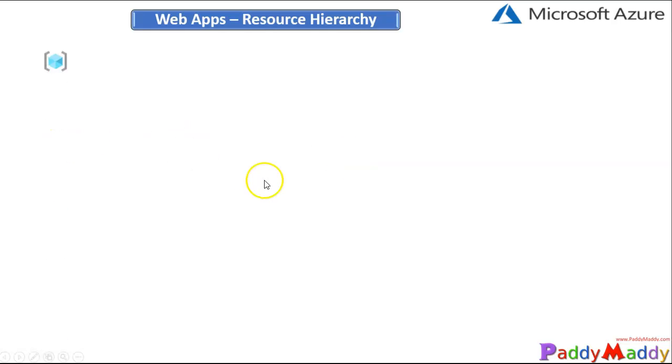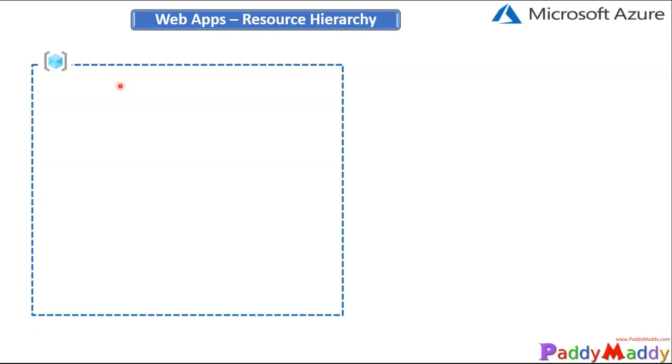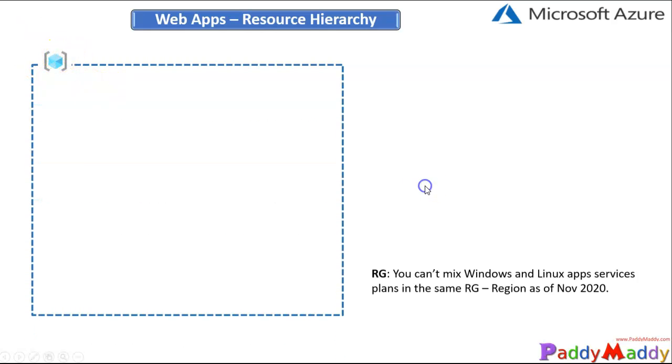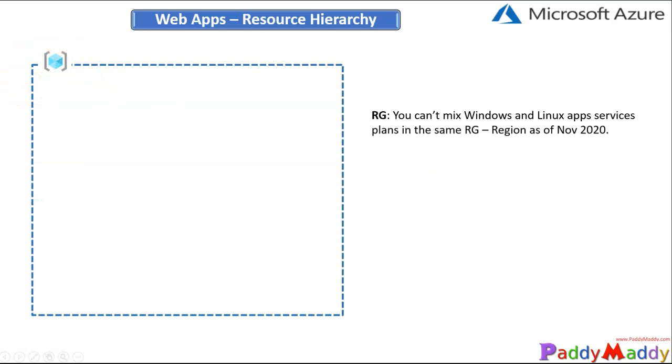The first thing is that you need to place your app into a resource group. So your web applications definitely go into a resource group, which is bound to a specific region, and there is a limitation of that resource group because we are talking about a region. Let's say you created it in East US. Within that East US region you cannot have a mix of Windows and Linux with the same app service plan.